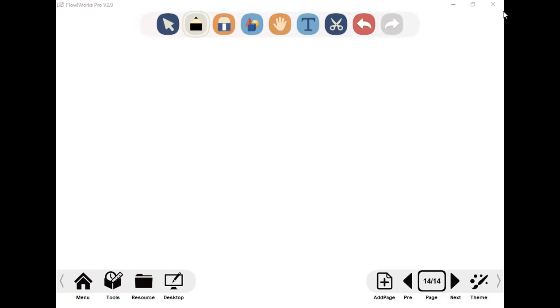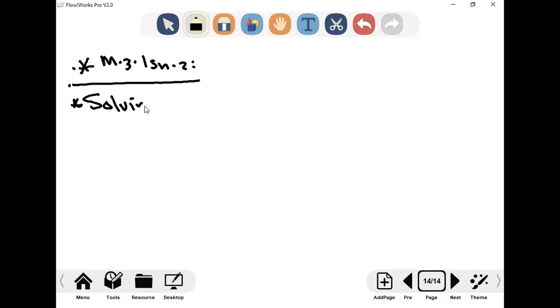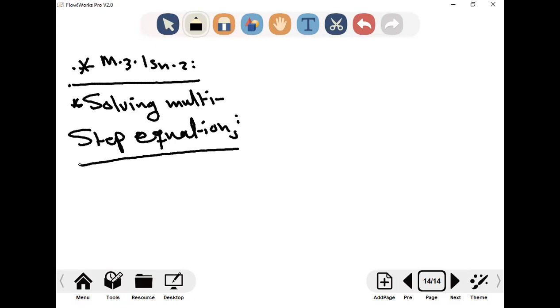Okay, we are in module 3, lesson 2, solving multi-step equations, page 55.